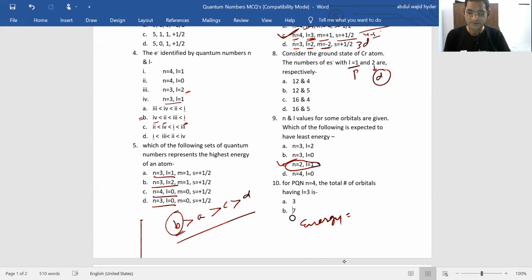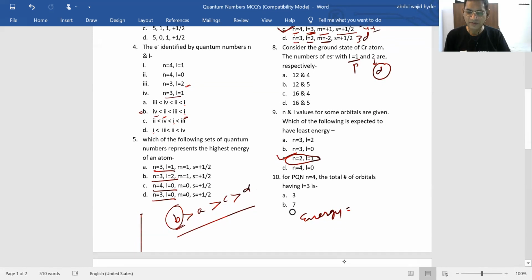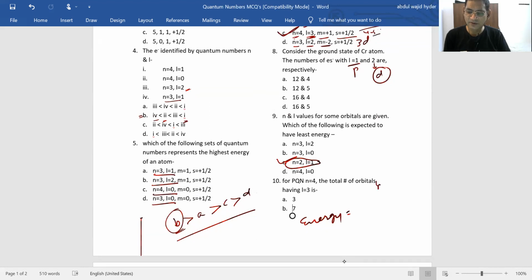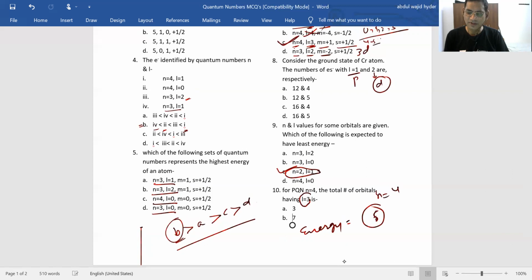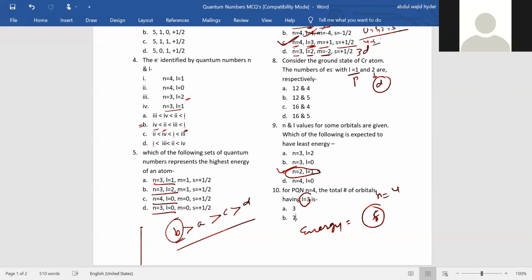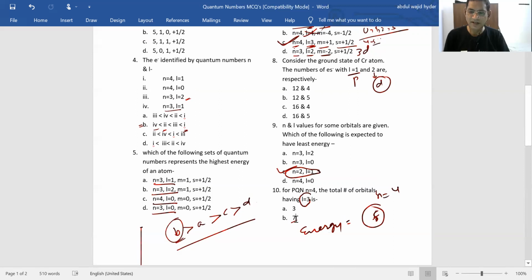Now see, if N is equal to 4, then how many orbitals will have L is equal to 3? L is equal to 3 means F subshell. In 4F, 7. B will be the answer.